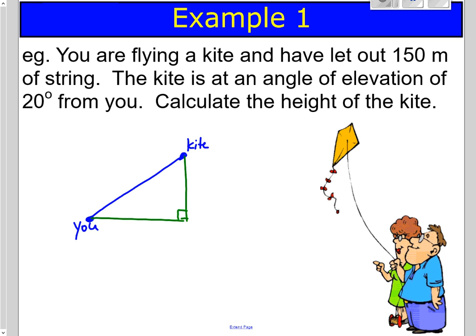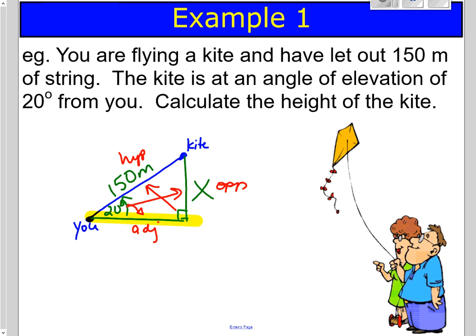So we know our angle of elevation. Remember, angle of elevation always comes from a horizontal line. So here's my horizontal line. So my angle of elevation is up from there, and it's 20 degrees. And we know we've let out 150 meters of string. And what we're looking for is the height of the kite. So that would be the height if you went directly underneath the kite to the ground. How high is the kite? So here is our right triangle. Now it's just a matter of labeling our sides. So this is my opposite, this is my adjacent, and this is my hypotenuse.